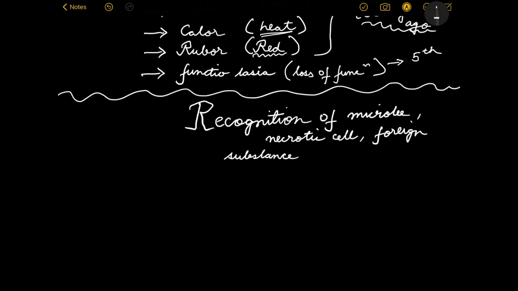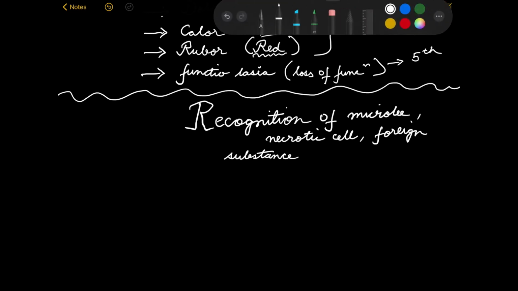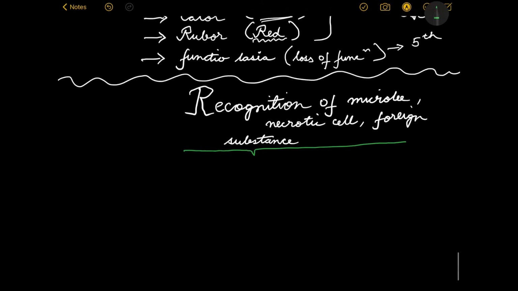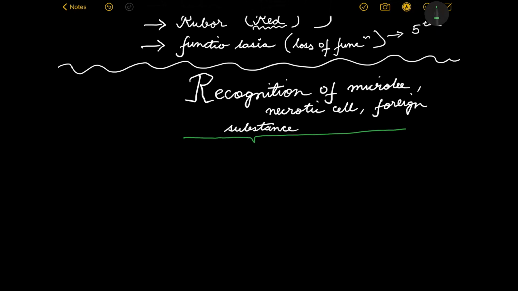All of these are stimuli for inflammation. But how exactly are these recognized by the sentinel cells, the macrophages or the dendritic cells? How do they actually recognize these? Let's talk a little bit about that.